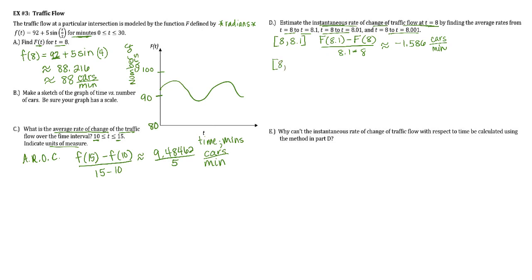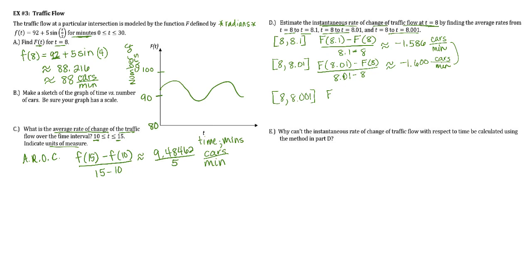So now we're going to look from 8 to 8.01. And so we do need to show this setup, this quotient. That is important for the AP reader to see. The 8.01 minus 8, and that should be approximately negative 1.600 cars per minute. So notice there is a slight change here, but I think we could probably get a good estimate from what we already see. But let's go ahead and finish out the problem.